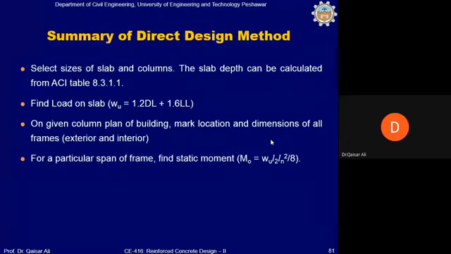Summary of the direct design method. You have seen that in the direct design method, we first of all select the size of the slab and columns. The slab depth can be calculated from the ACI table, and then we find the load on the slab. On the given column plan of the building, we mark the location and dimension of all frames. For a particular span of a frame, we find the static moment equal to Wu L2 ln squared divided by 8.